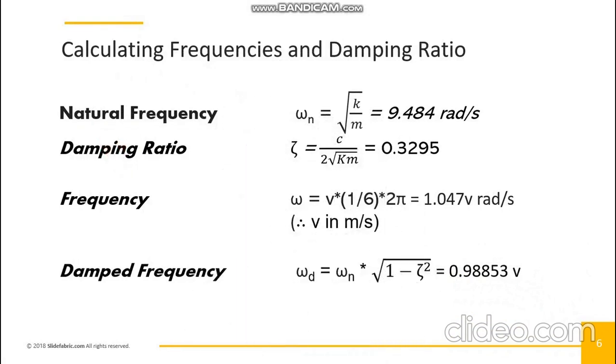The next step is to calculate the frequencies and damping ratio. I have calculated the natural frequency, base frequency, damped frequency, and the damping ratio, as you can see in this figure.